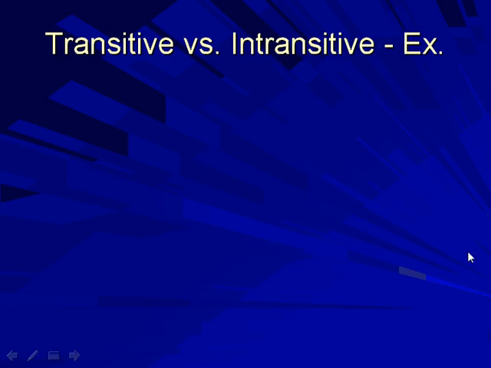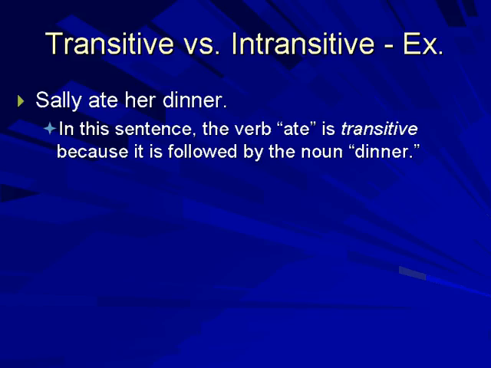Sally ate her dinner. In this sentence, ate is the verb, and indeed it is transitive because it is followed by the noun dinner, or at least the noun phrase, her dinner. Again, we call dinner the direct object here, and the direct object is the noun or the pronoun that is receiving the action of the verb. In this case, her dinner is receiving the action of the word ate. So this is a transitive sentence.